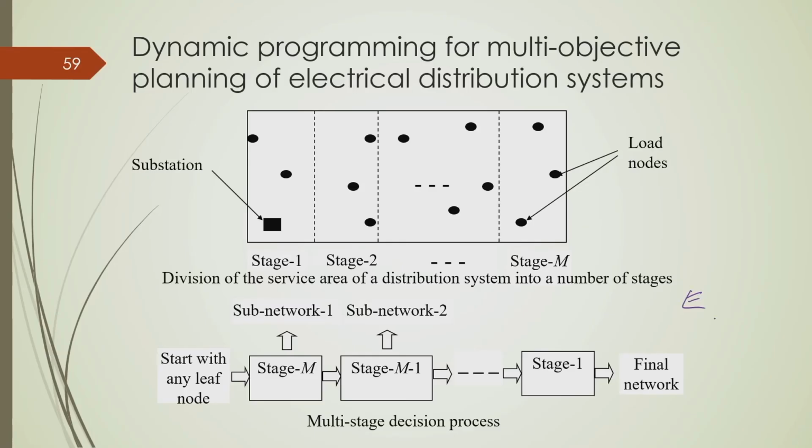This is an example of how dynamic programming is used in distribution system planning problem. All these black nodes are representing the loading points or load nodes, and this one as usual is representing the substation, and we know the substation location. And this rectangle is basically the service area under the substation.